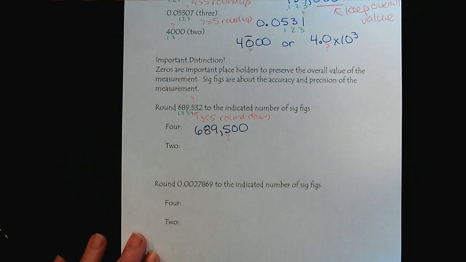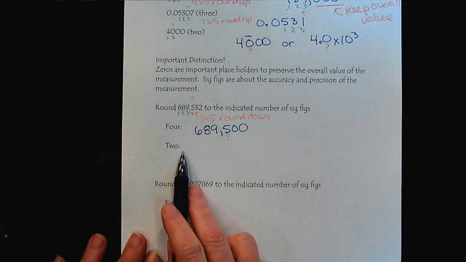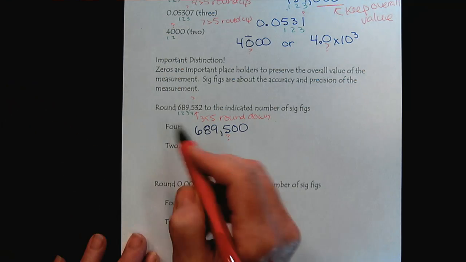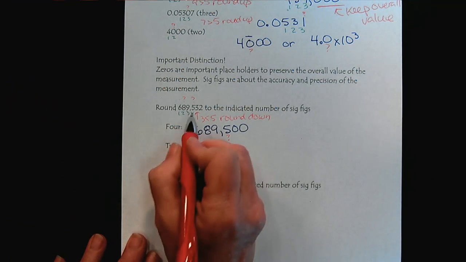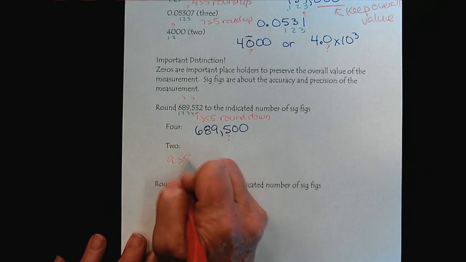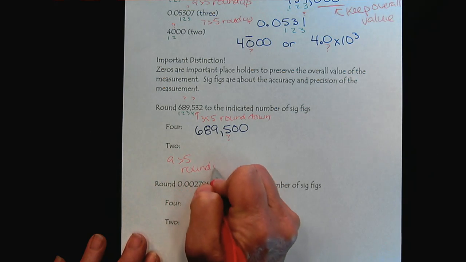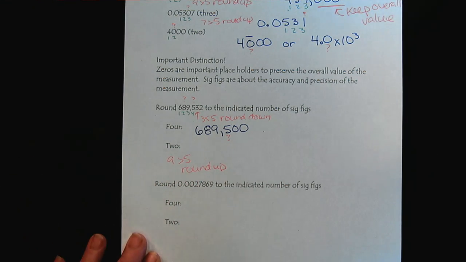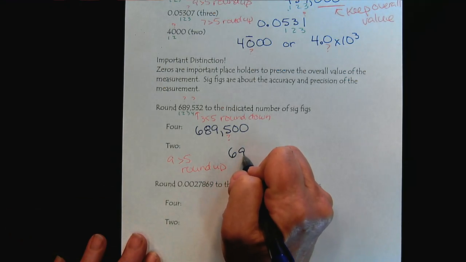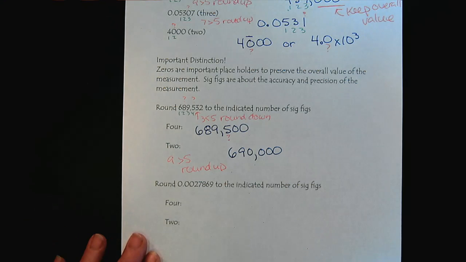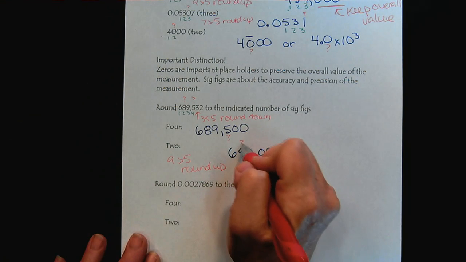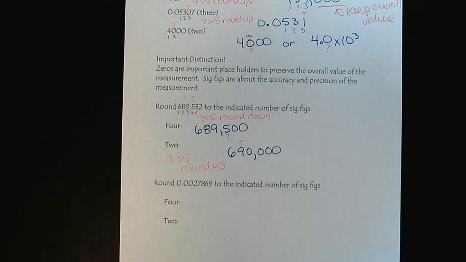And then if we reduce this measurement to only 2 sig figs, right, so then 2 sig figs tells us this is our question mark. So now we would look at the 9, and the 9 is greater than 5, so we round up. So we would report this value as 690,000. And so remembering that sig figs is just telling us how trustworthy the measurement is, and the zeros are the important placeholders to keep the overall value.